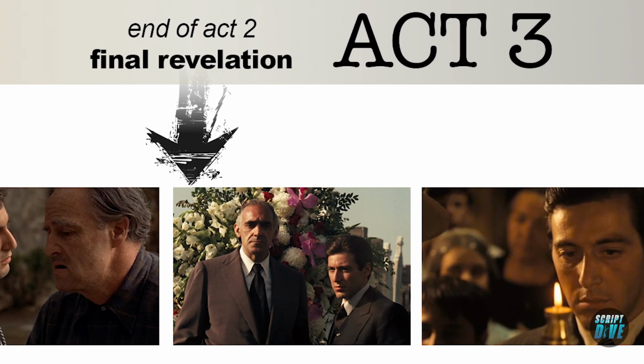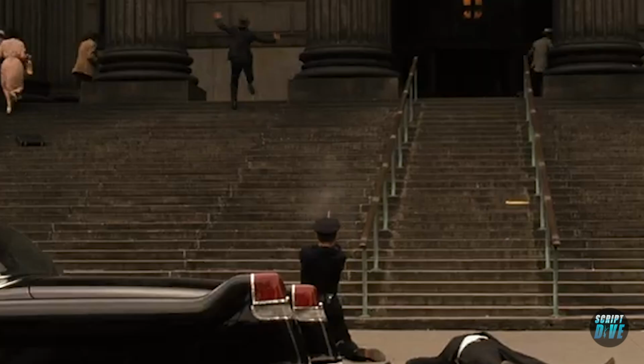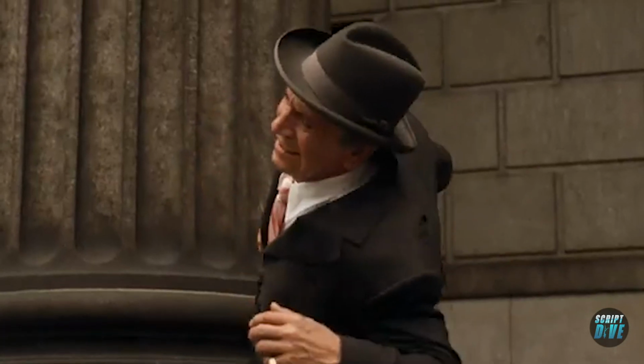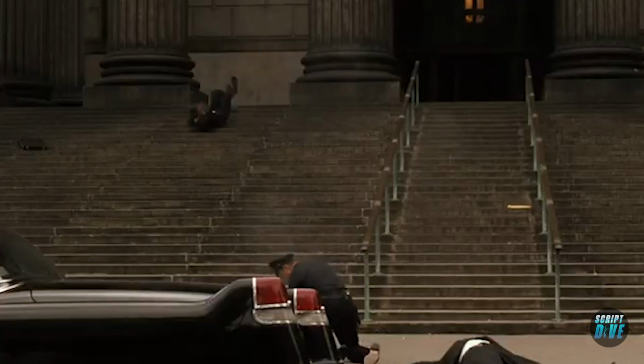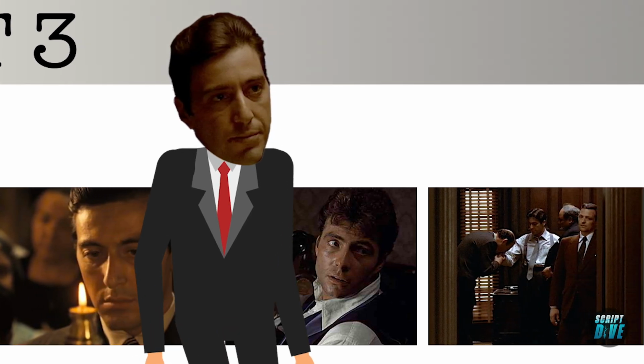Act 3. The ultimate confrontation. The baptism happens. Michael shoots dead Barzini, the greatest villain, and the rest of the Dons. He kills the betrayers too, Carlo and Tessio. He's the victor, but the fatal flaw looms over.